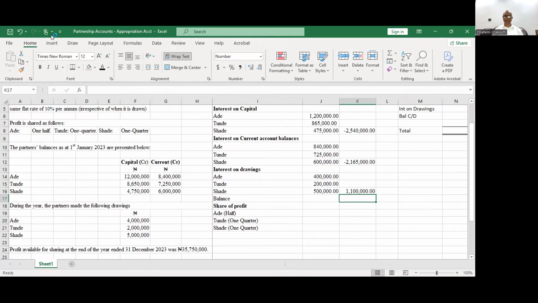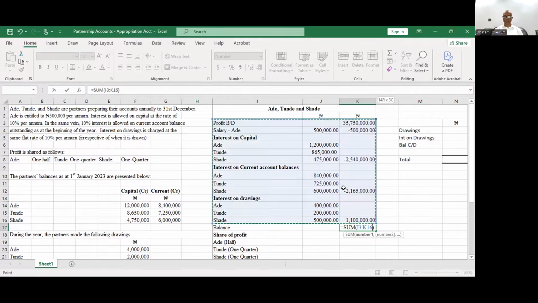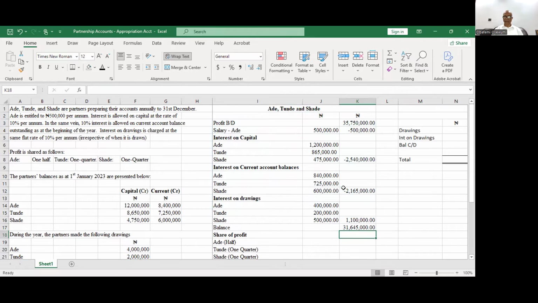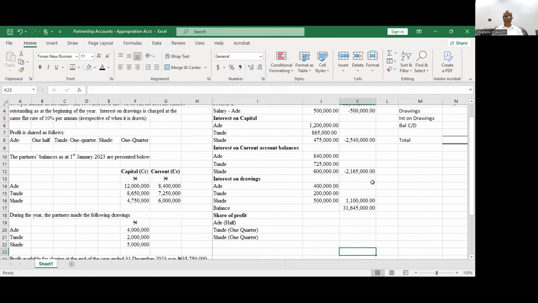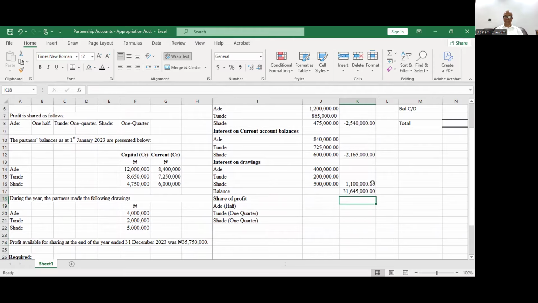Now let me push this one here. So let me do a summation. So that's what we have. Let's see what we have here. So it's 631,654,000 naira. That's the balance that we have for the partners to take home, for the partners to share together.